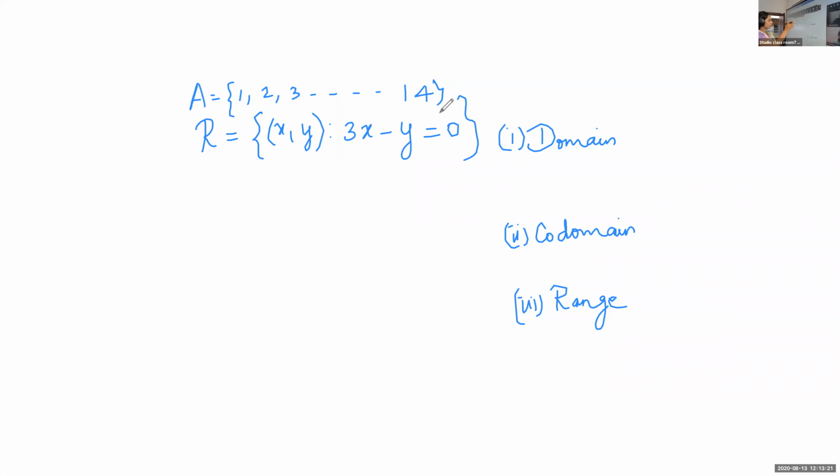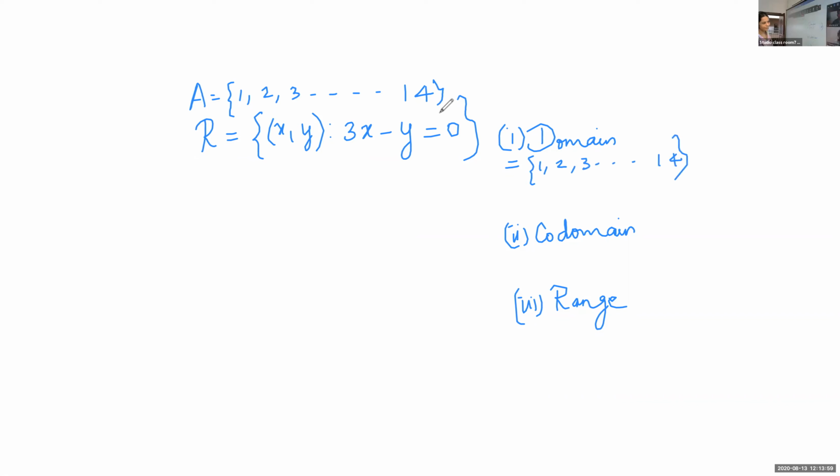First we have to find out the elements in this set. Which are the elements related? A contains the elements 1 to 14. R is a relation from A to A, so in both sets you will have 14 elements. Which elements are related here? Domain will be 1 to 14. Okay, correct. Let us check whether it is correct.